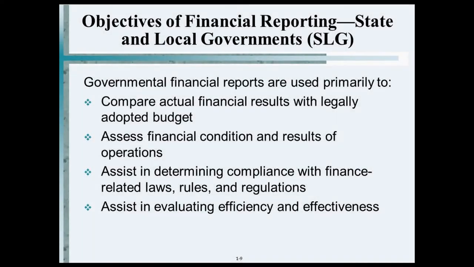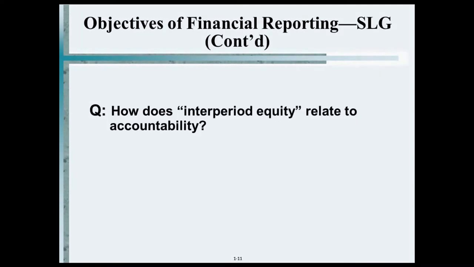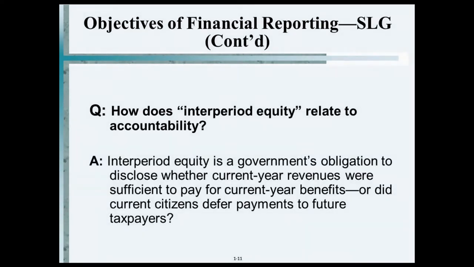One is the general fund, right? And what's the second fund? Just governmental funds. So it's the general fund and the special revenue fund, right? They usually operate under a budget. And this word is very important because accountability is a cornerstone of all financial reporting in government. And inter-period equity is an important concept within it. And you should know what the meaning of inter-period equity is, right?